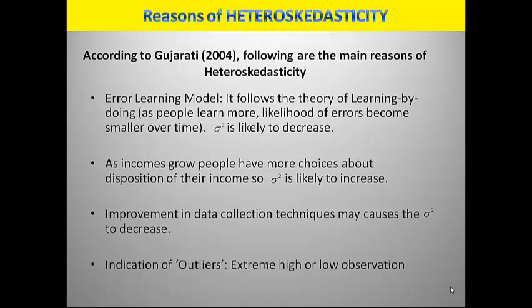Number 2, as incomes grow, people have more choices about the disposition of their income. So sigma square is likely to increase. Number 3, improvement in data collection techniques may cause sigma square to decrease. Number 4, it also indicates outliers in your distribution. Your distribution may have some extreme high or low observations.